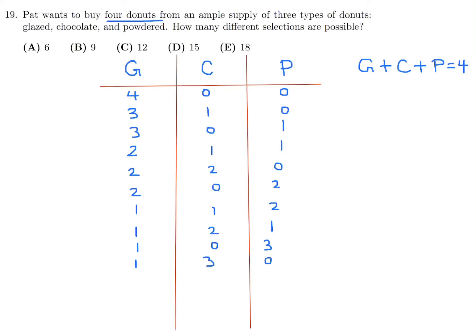And I think that's it for the ones. And then zeros we'll have, see if I can squeeze it in, 0, 1, 3, 0, 3, 1, 0, 2, 2, 0, 4, 0, and 0, 0, 4. And I think that's everything. So 1, 2, 3, 4, 5, 6, 7, 8, 9, 10, 11, 12, 13, 14, 15. 15 different possible selections. So 19, the answer is D.